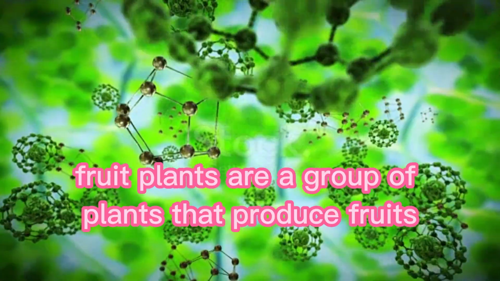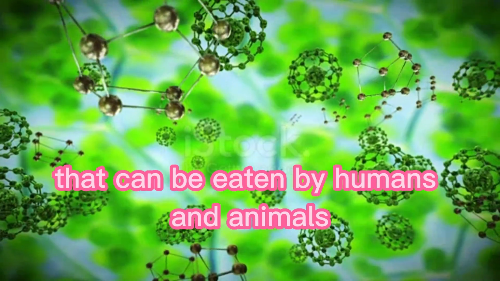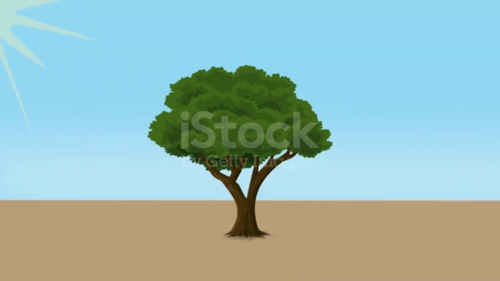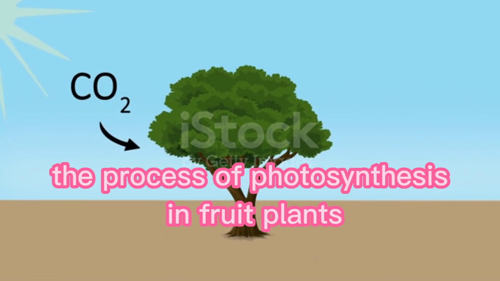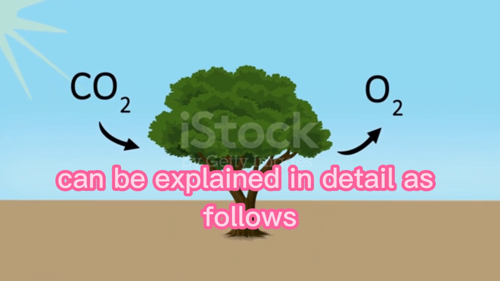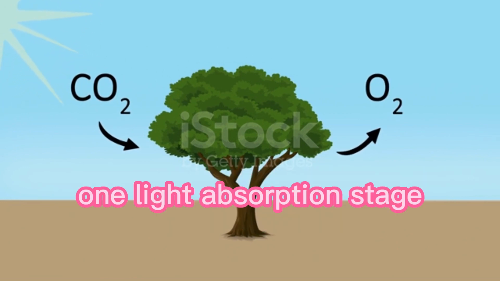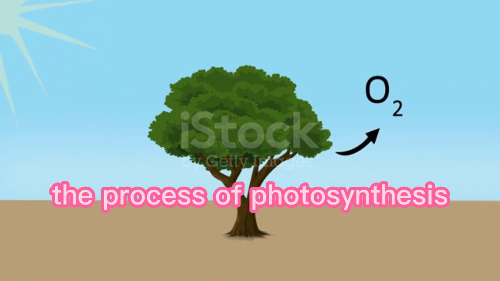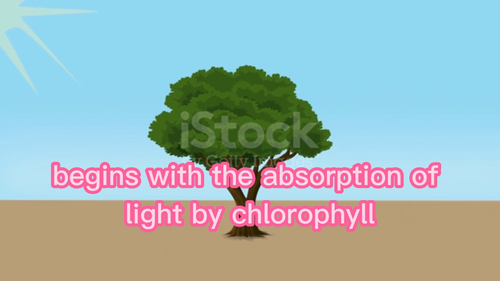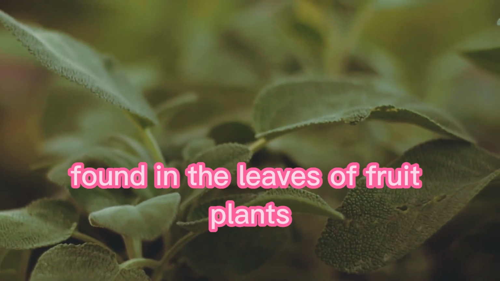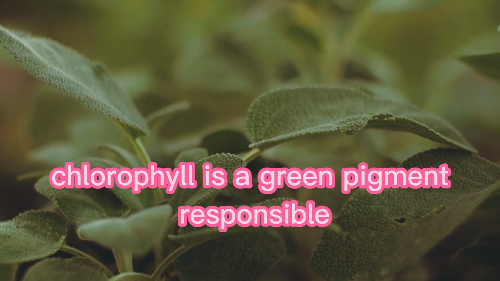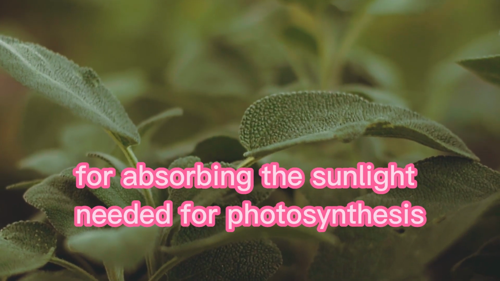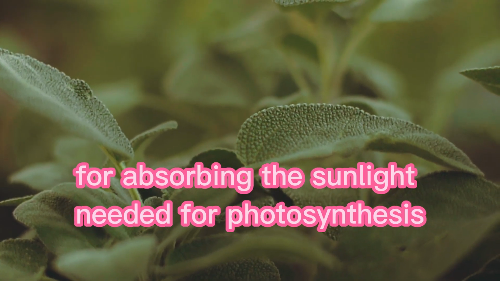Fruit plants are a group of plants that produce fruits that can be eaten by humans and animals. The process of photosynthesis in fruit plants can be explained in detail as follows. 1. Light absorption stage. The process of photosynthesis begins with the absorption of light by chlorophyll found in the leaves of fruit plants. Chlorophyll is a green pigment responsible for absorbing the sunlight needed for photosynthesis.